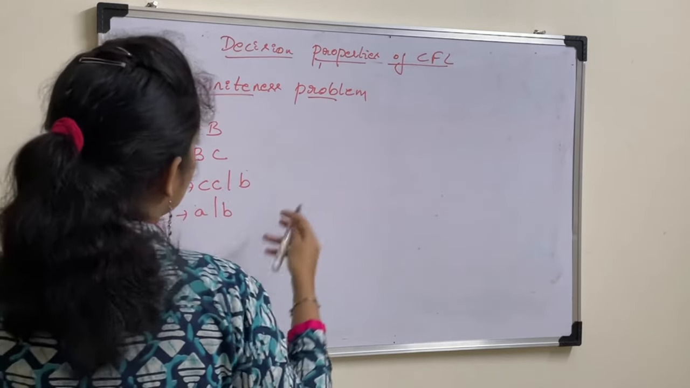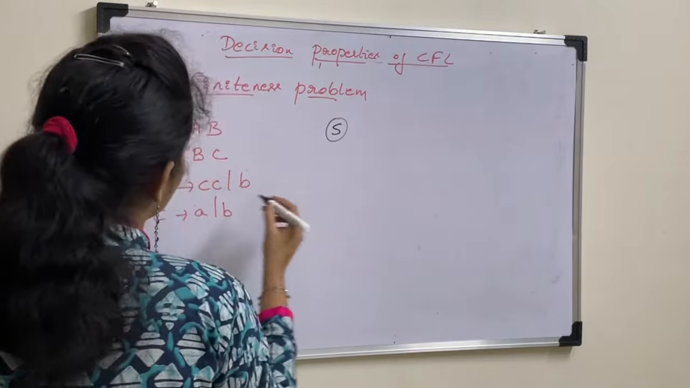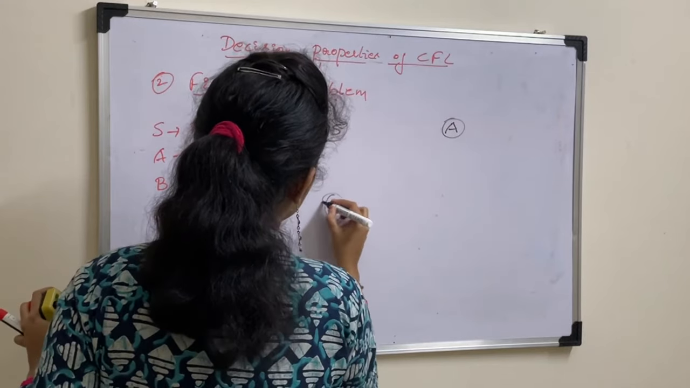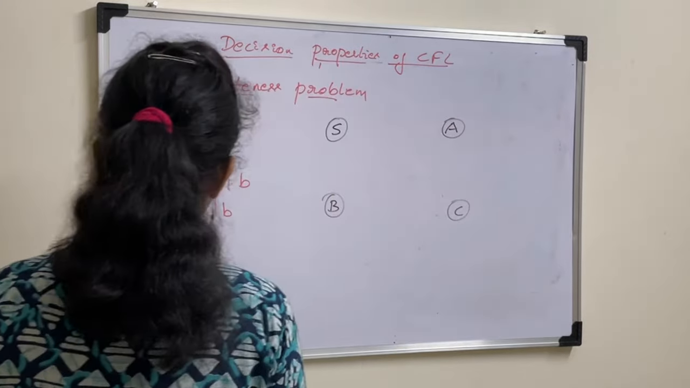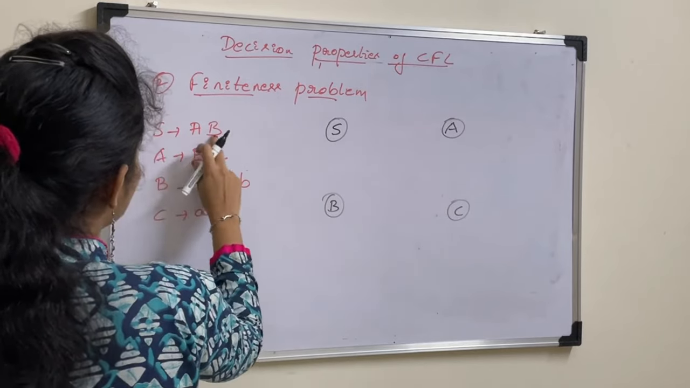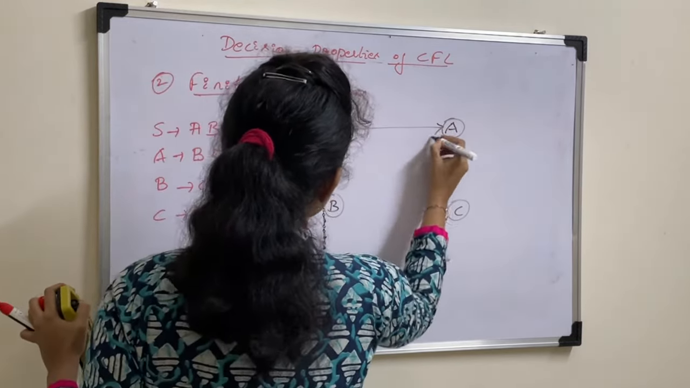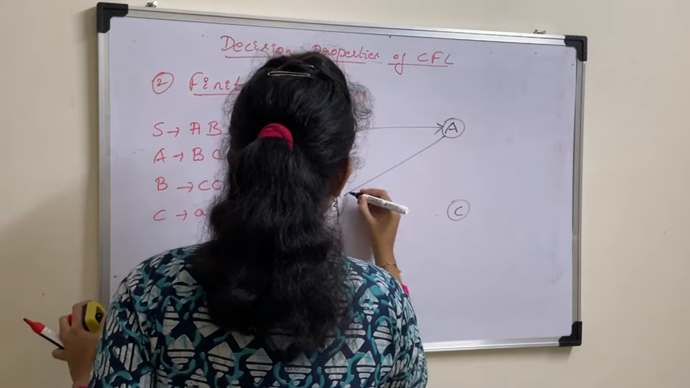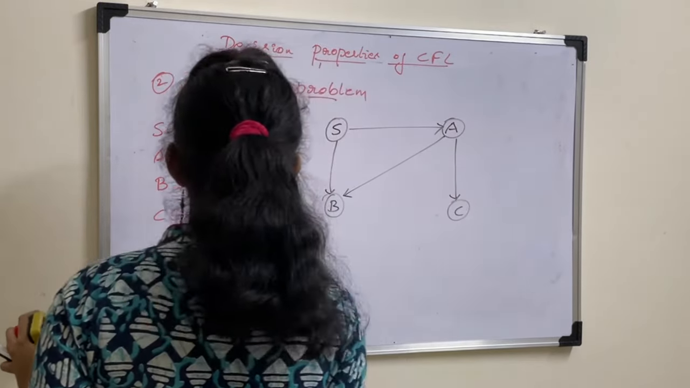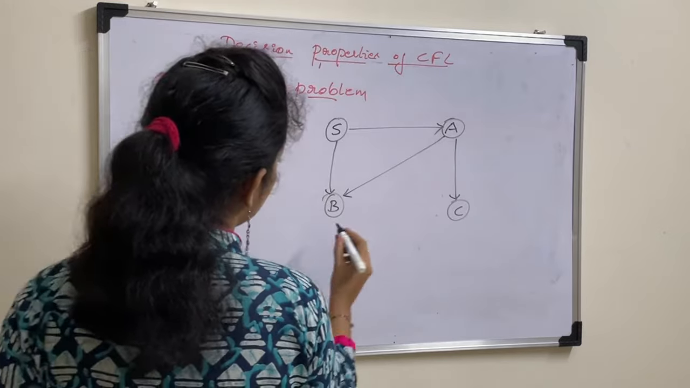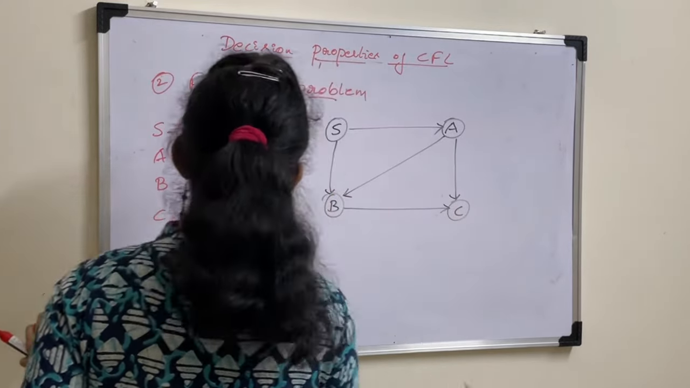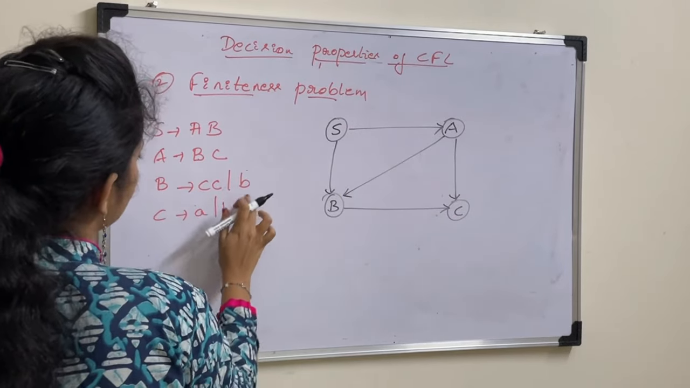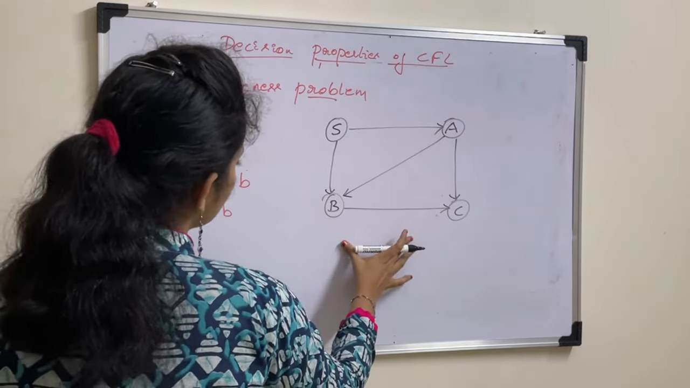Take 4 variables: S, A, B, C. Now draw this. S derives AB, so S goes to A and B. A derives BC, so A goes to B and C. B derives CC, so you can write it like this. B derives C. No need to write anything for the terminal symbols. So this is the graph which we got.